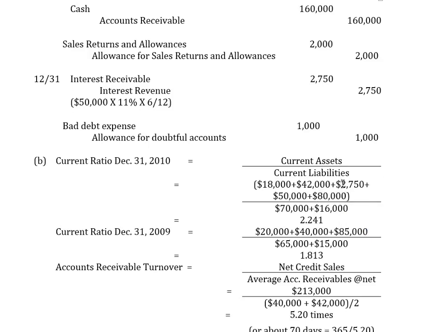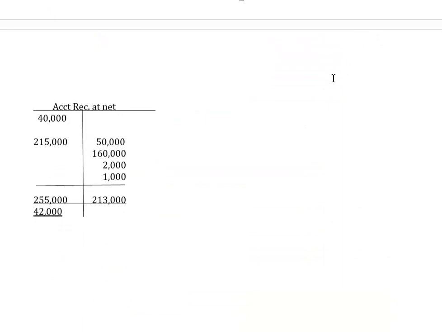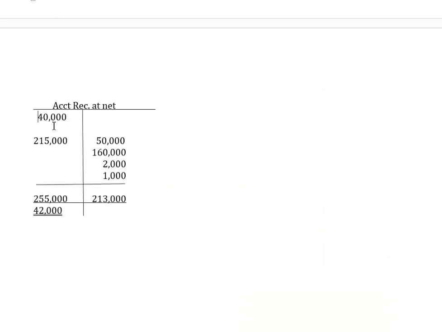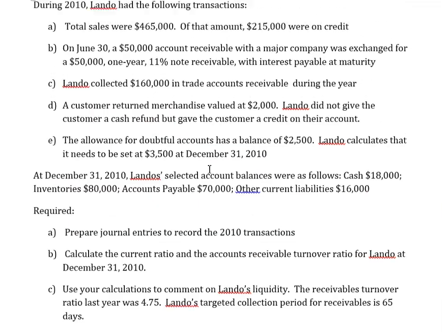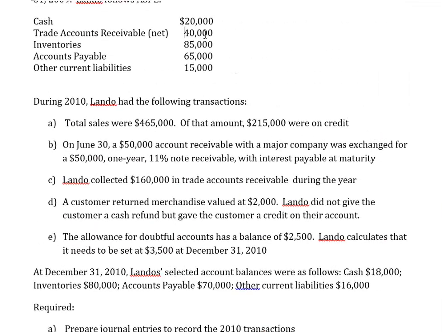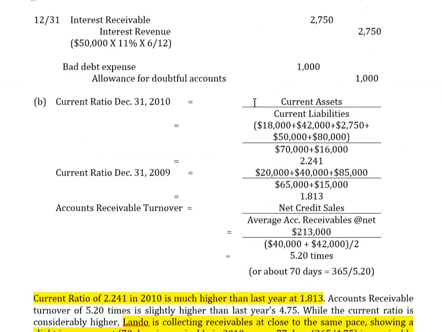However, don't forget we have to add in the numerator the interest receivable on the note, and we've also got an amount here of $42,000. That's our accounts receivable at net. So how did we calculate that? Well, let's go down here to a little T account I made, which gave us our opening balance of accounts receivable. That's from our question, because if you go back here, you know that we started our receivables at net at $40,000.